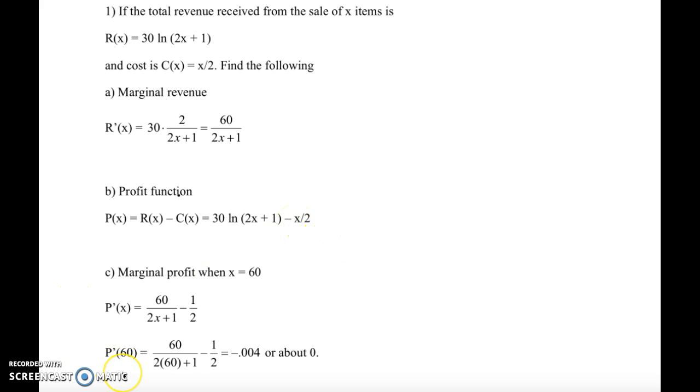Just go ahead and plug in 60 into that without simplifying. And we end up with about negative 0.004, which is close to 0. So we can see it's approaching 0, and therefore our marginal profit is pretty negligible, which means we're not making a whole lot of money off of this particular product.